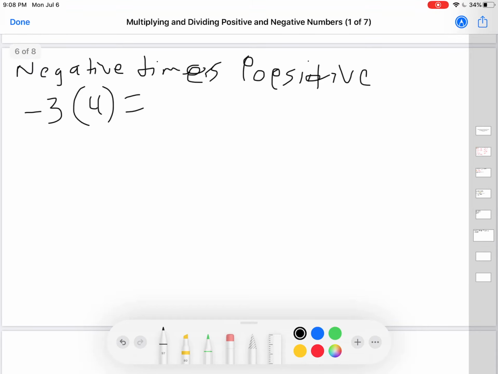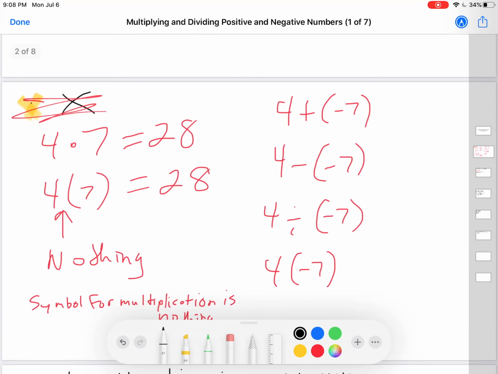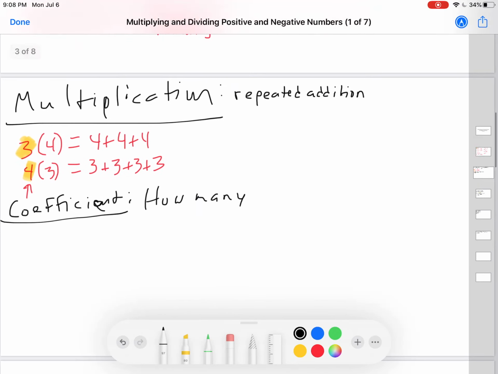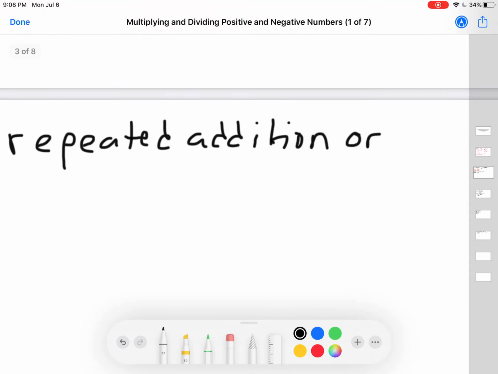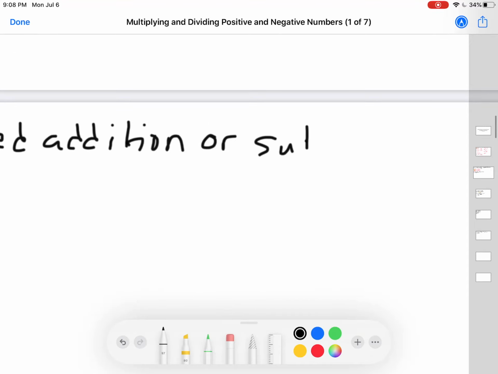3 and negative 3 are not the same type of numbers. They're opposites of each other. The opposite of 3 is negative 3. What's the opposite of adding? It's subtracting. When you multiply by a negative number, you're not repeated adding, it's repeated subtraction. So the definition of multiplication is not correct. It is not just repeated addition, it is repeated addition or subtraction.